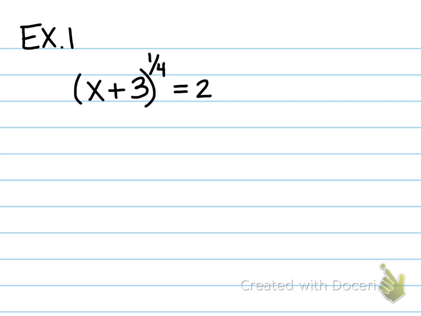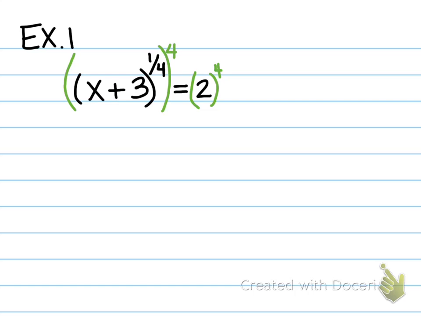First I have x plus 3, all raised to the 1/4 power, equals 2. Remember that raising to the 1/4 power is the same as taking the 4th root. It's just another way to write it. The opposite of a 1/4 power, or a 4th root, is to raise to the 4th power. They will cancel each other out. 4 times 1/4 is just 1. Whatever you do to one side of the equation, you have to do to the other, so I have to raise the 2 to the 4th power also.